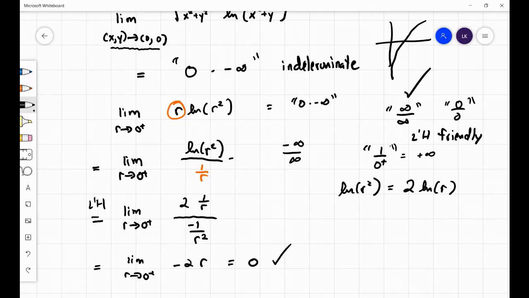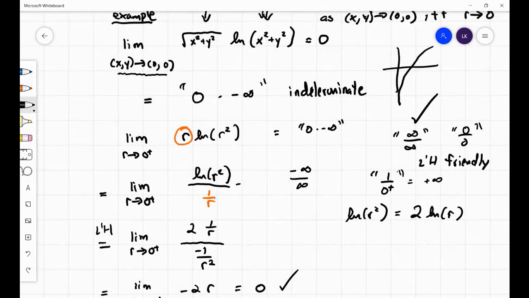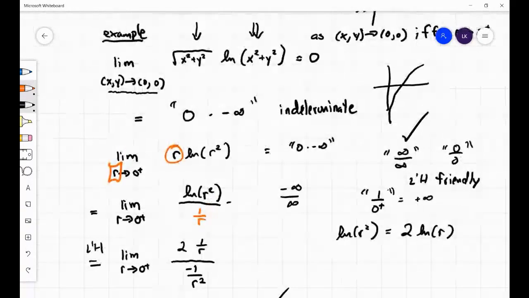So the limit here does exist, using polar coordinates to essentially turn this problem in 2 variables into a problem in 1 variable, using the fact that we approach the origin if and only if the distance to the origin r goes to 0 as well.